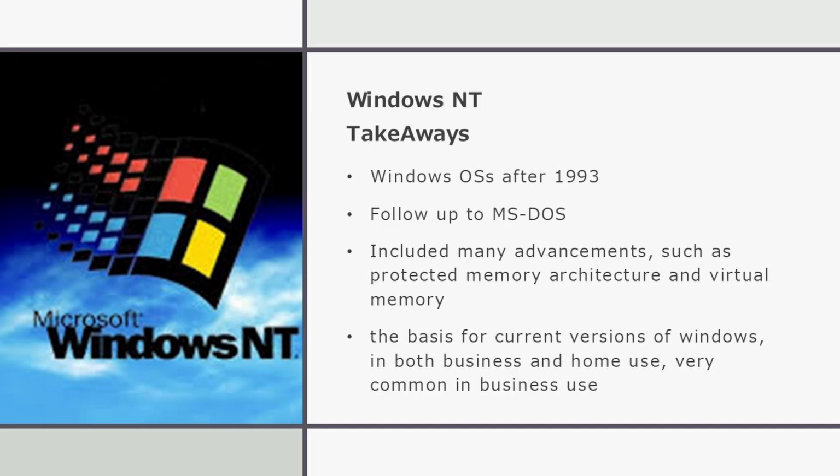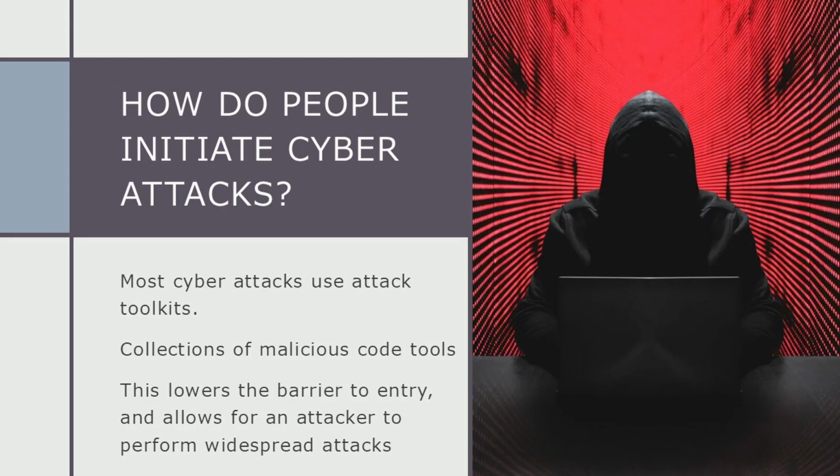So to quickly recap, Windows NT is the Windows family after 1993. So we know Windows NT was the target of our hack, but how do hacks actually work? Most hacking isn't just somebody SSHing into a terminal and writing lots and lots of lines of code. That's really impractical. So a lot of times they'll use what are called attack toolkits. These are how people initiate cyber attacks.